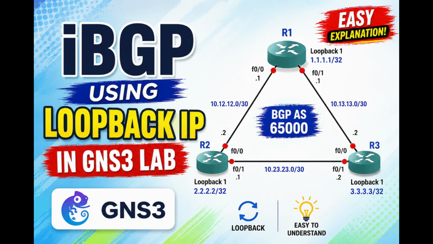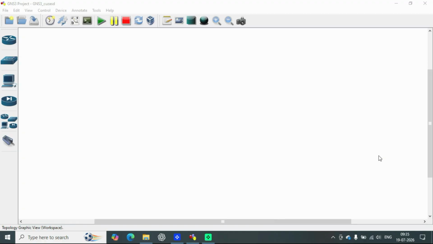In today's lab, we will learn how to configure iBGP, that is internal BGP, using Loopback IP address in GNS3. By the end of this video, you will understand why Loopback interfaces are preferred in BGP and how to configure them step by step. So let's start.